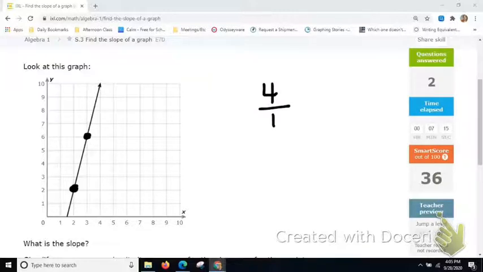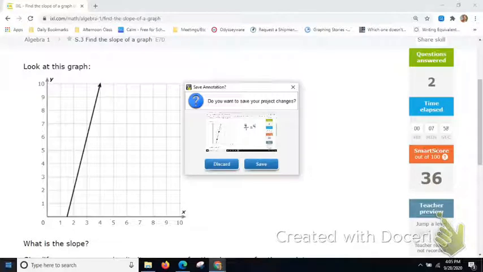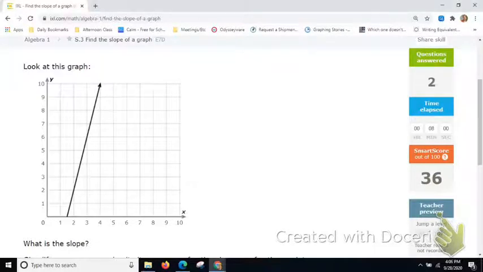Now, because this is over 1, I can just type in 4. Any number over 1 is the same as that number as a whole number. So that would be 4.